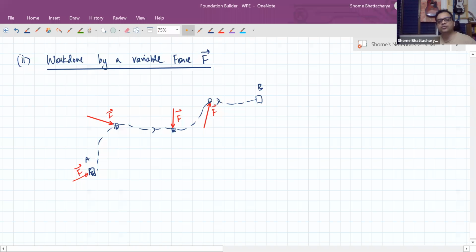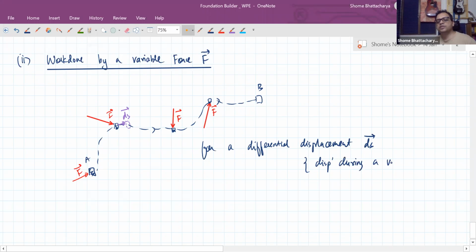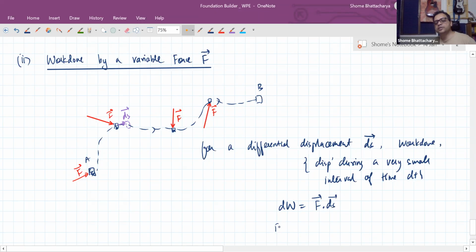So what we do is, instead of calculating the work done from A to B straight away, we take a differential displacement, or a very small amount of displacement. Let's say in a very small interval of time, the body is displacing from here to here, just this small. For a differential displacement, the term differential means very small, ds. You can think of this as the displacement during a very small interval of time, dt. So during that small displacement, the work done will also be a small quantity, so we'll define it as dW, which will become F dot ds, where F is the instantaneous value.